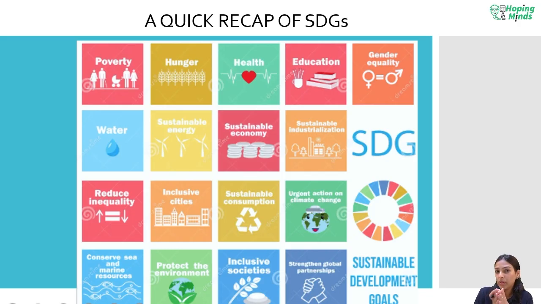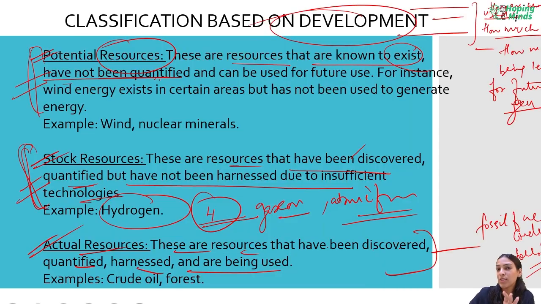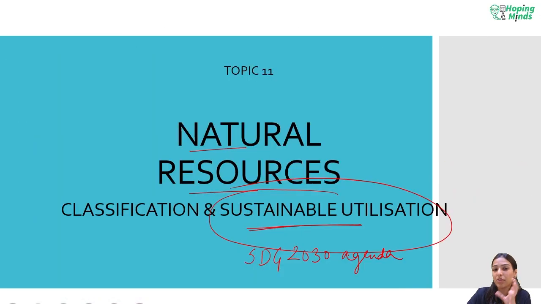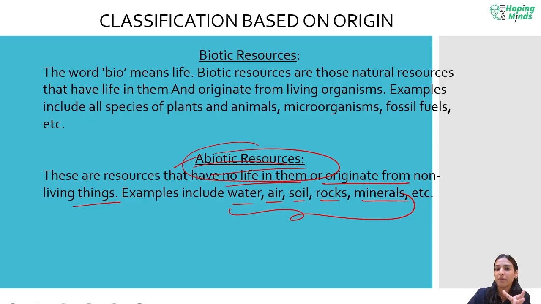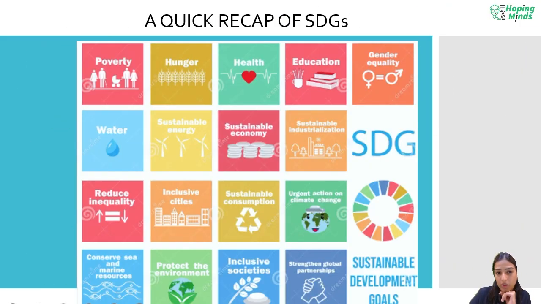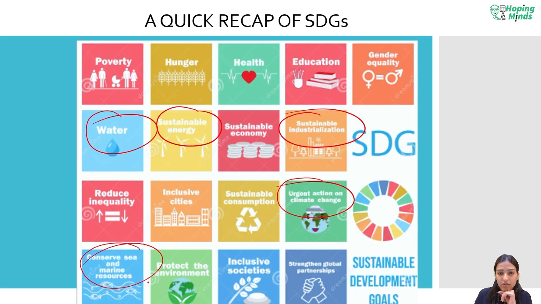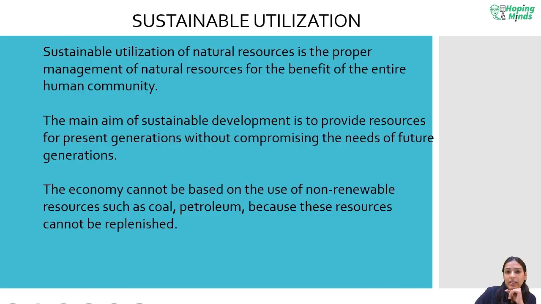If you remember, in our previous module, we studied about sustainable development goals. Here's a quick recap. Why? Because in this topic, we want to study about sustainable utilization. So a passing reference to sustainable development goals is important as we study sustainable energy, utilization of water, sustainable industrialization, climate action, conservation, protection of environment, sustainable utilization as opposed to resource depletion.